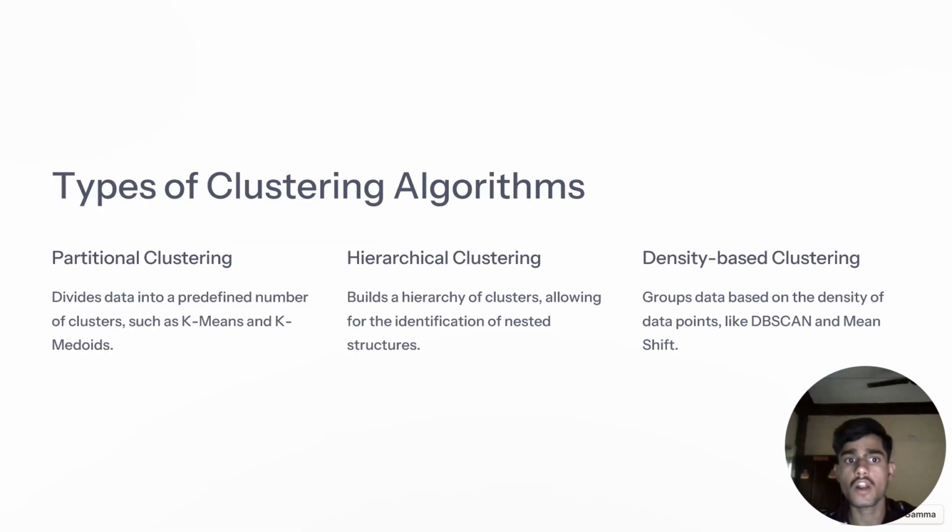Types of clustering algorithms: partitional clustering, hierarchical clustering, density-based clustering. First, partitional clustering divides data into a predefined number of clusters, such as K-means and K-medoids. Hierarchical clustering builds a hierarchy of clusters, allowing for the identification of nested structures. Density-based clustering groups data based on the density of data points, like DBSCAN and mean-shift.